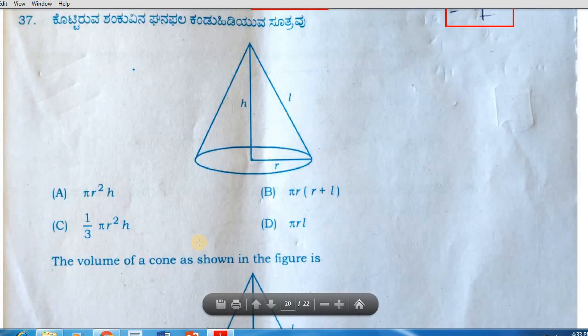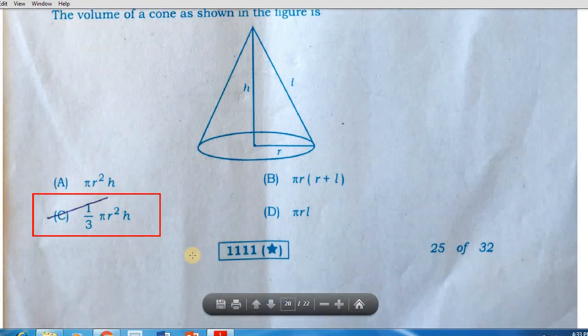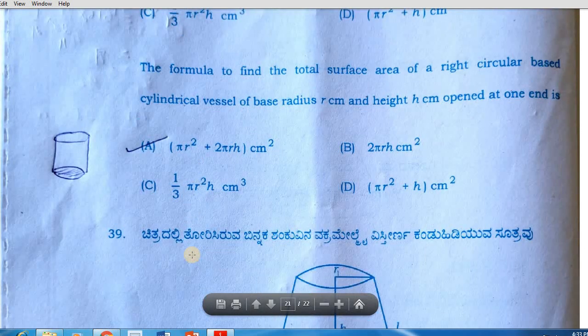Question number 37. Volume of cone as shown in the figure. So for the volume of a cone, you want to write the formula. That is 1 by 3 pi r square h. Question number 38. This is a nice one.